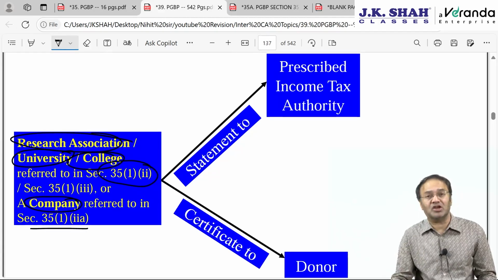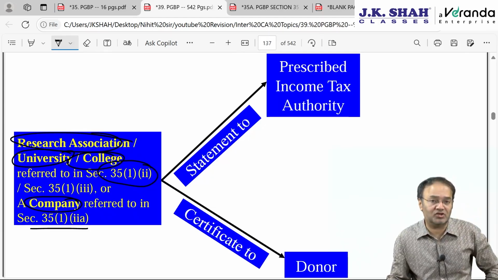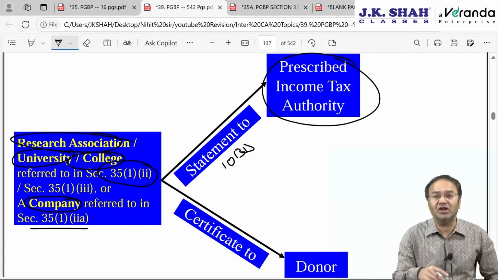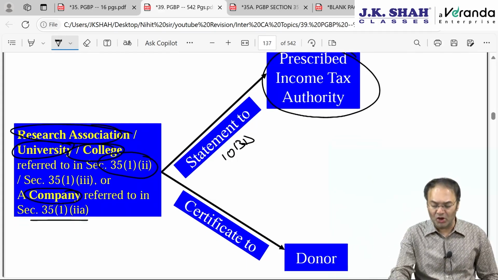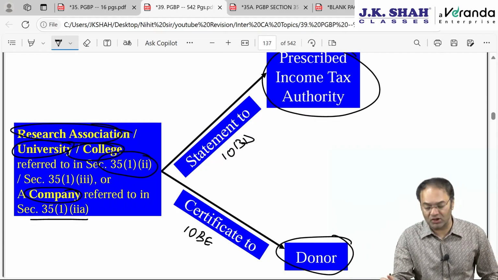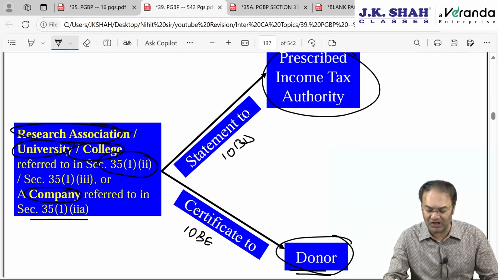They will have to furnish at the end of the year, within 2 months, April and May, by 31st May of the next year, one statement in form number 10BD to the prescribed income tax authority giving details of donations or contributions received by them, and they will have to issue a certificate in form number 10BE to the donor certifying the donation. Then only the donor will get deduction in his IT return, maybe under section 35 or maybe under section 80GGA.